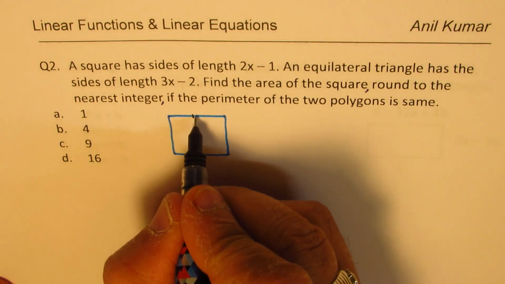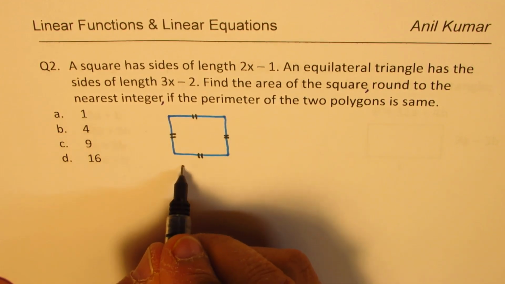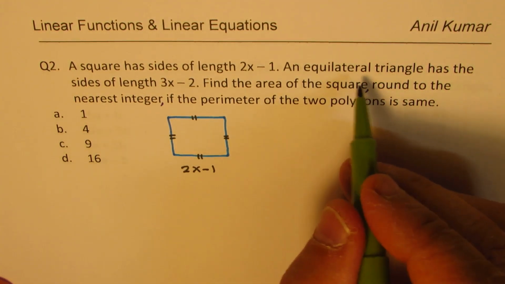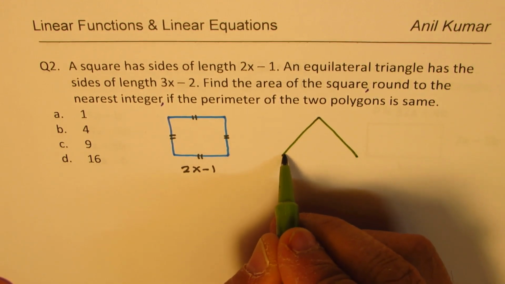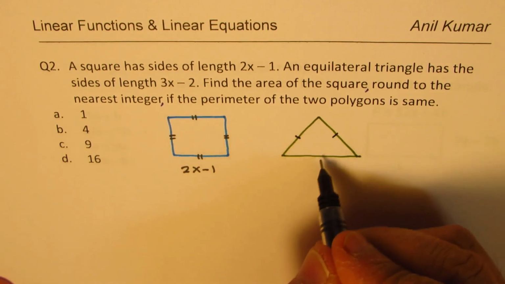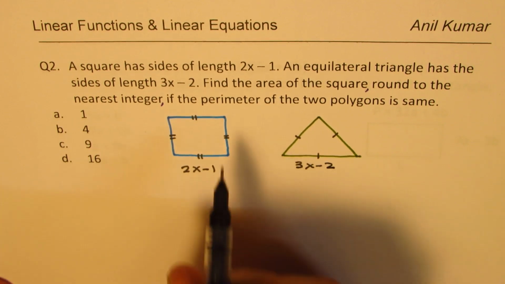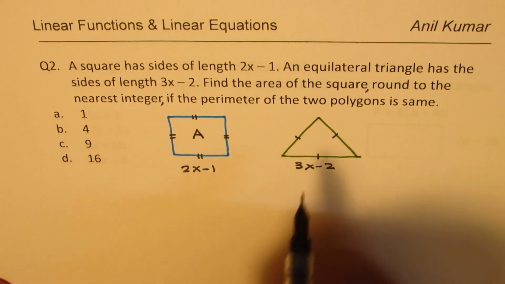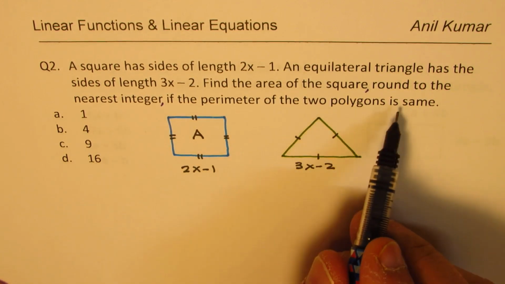That is the strategy. We are now looking into a square, means all four equal sides. Each length is 2x minus 1. Perfect. And then we have an equilateral triangle, okay? So that is also equal sides, but this polygon has only 3 sides. So a triangle. So that is our triangle. 3 equal sides. Each side is 3x minus 2. Find the area of the square. We need to find area of this square, right? Round to nearest integer if the perimeter of the two polygons is same.